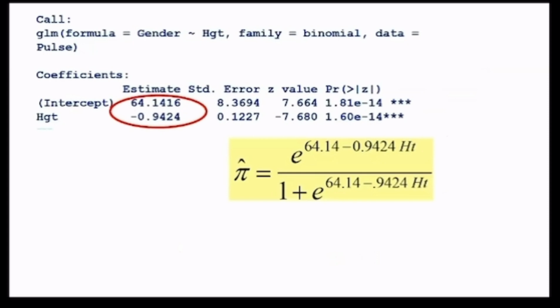It's going to be pi cap. Don't forget to put a cap, it's an estimate. So that pi cap is the probability of somebody, having seen the height, being either male or female. Let me tell you this: if you coded male as 1 and female as 0, that very pi is the probability of somebody being a male.